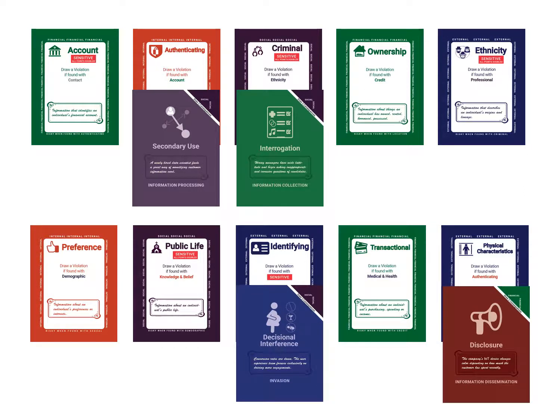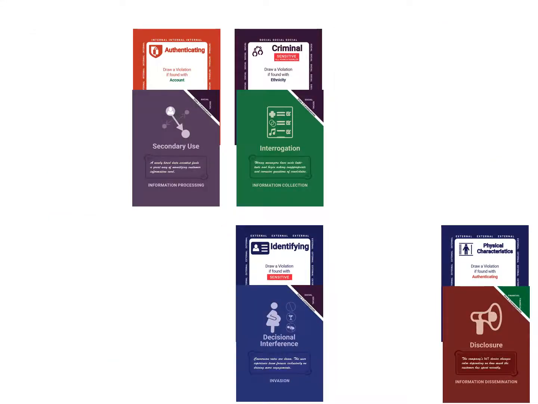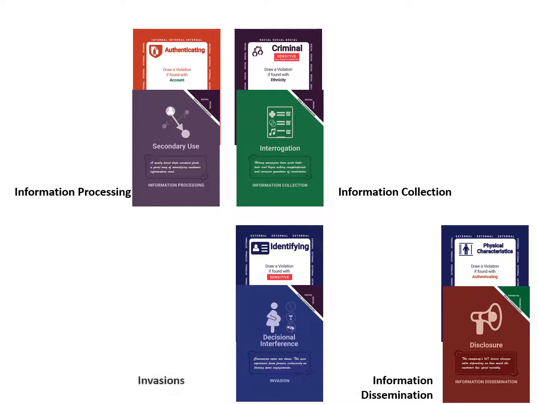You'll notice the 4 violation cards we've drawn all are different colors. Each color represents a different category of privacy violation. The purple cards are information processing violations. The green cards are information collection violations. The burgundy cards are information dissemination violations. And finally, the blue cards are invasions.